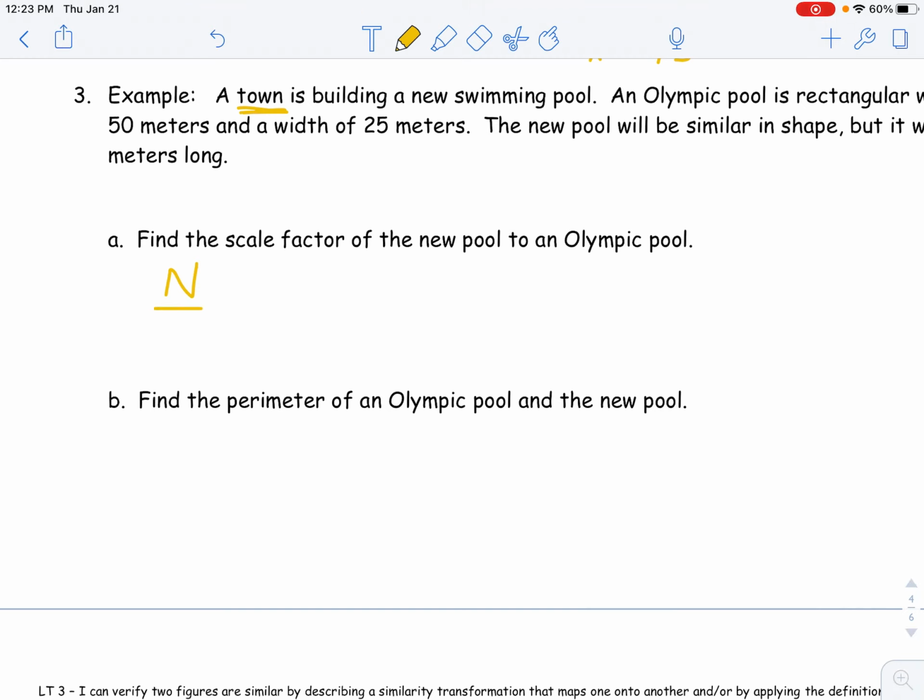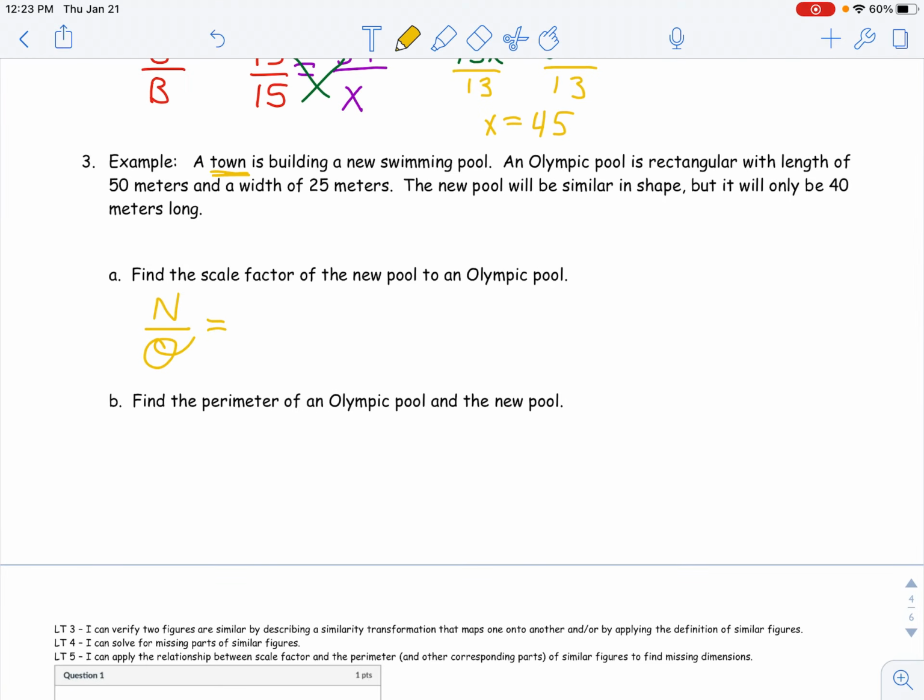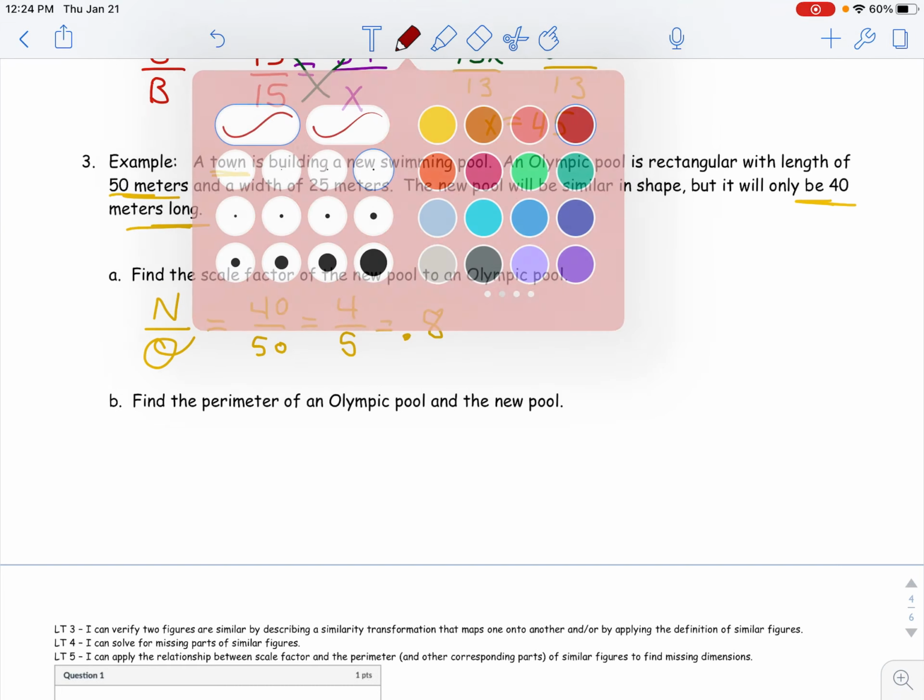All right, so we're gonna do new over Olympic, cursive O. Now we can look, it's gonna be 40 meters long, and the other one is 50, so 40 over 50. So this is 4 over 5, also known as 0.8. Typically, most of the time I like fractions, but decimals aren't horrible either.